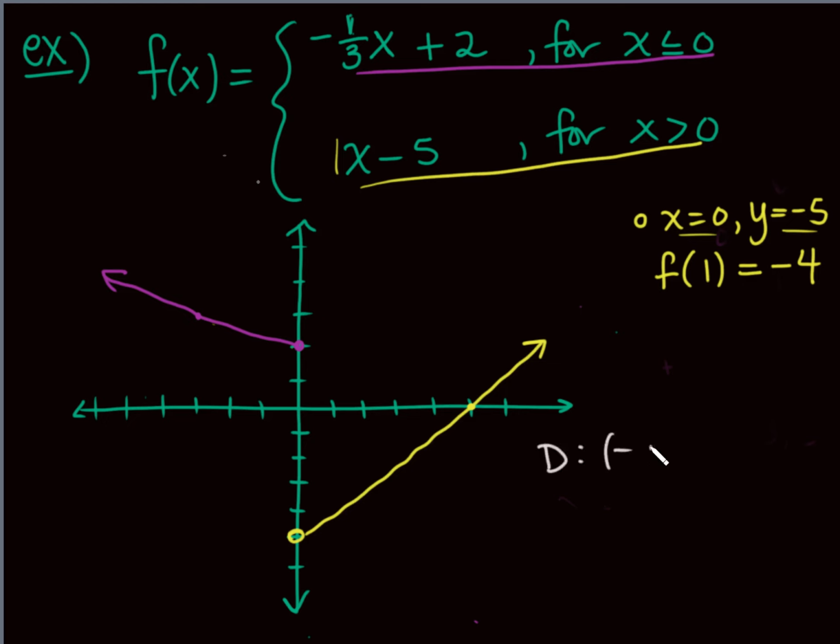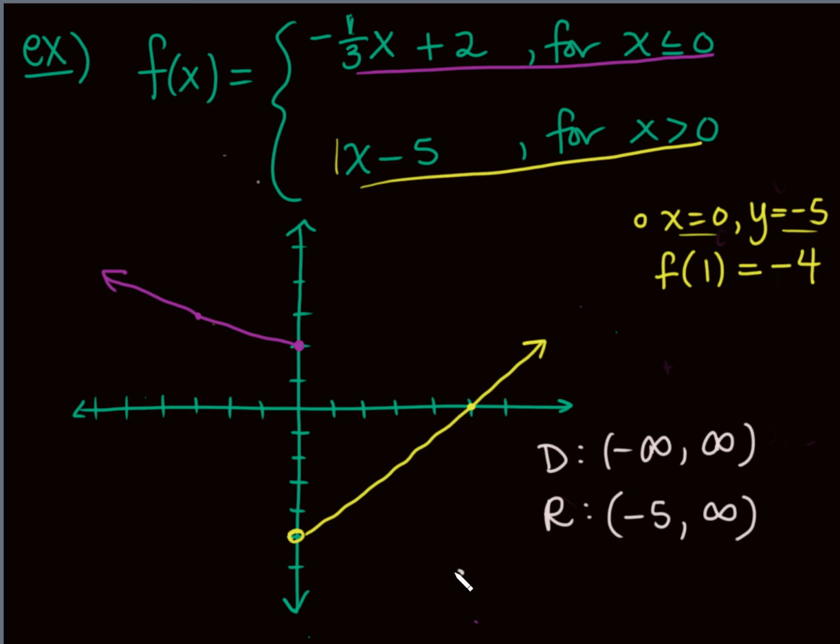Our domain is minus infinity to infinity. I can pick whatever x value I want. My range in this case is kind of interesting. What's the lowest y value we take on? -5, and it's not equal to it. Not equal to it because that's an open circle here. So -5, and then remember, this is going to go up and grab every single y value after that. So it's -5 to infinity.